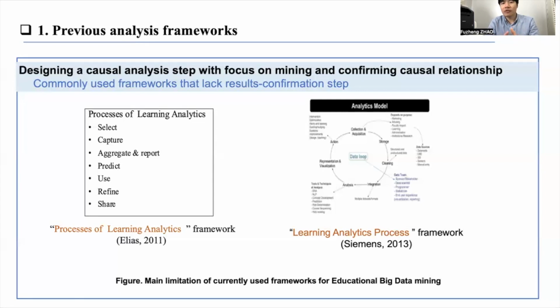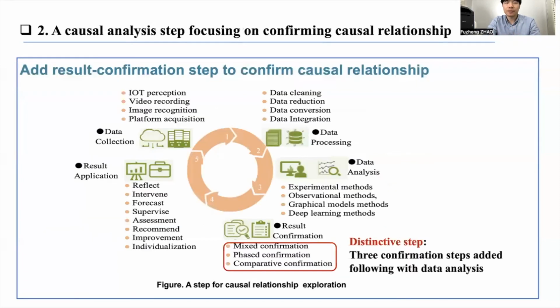The two frameworks are very common for us to follow for analysis. However, the frameworks don't provide a result confirmation step. So I proposed a results confirmation step to confirm the results relationship. In this framework, we have data collection, data preparation, and data analysis. After that, the result confirmation, and finally, the result application. And the distinctive step is the results confirmation.